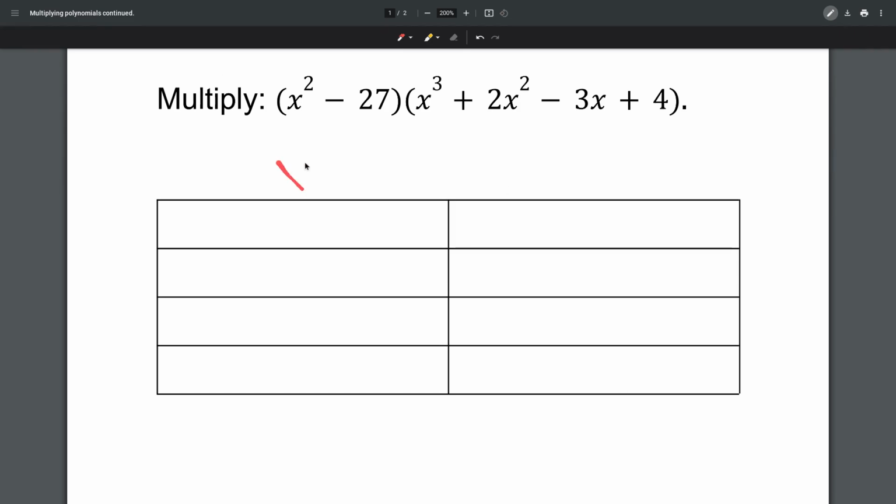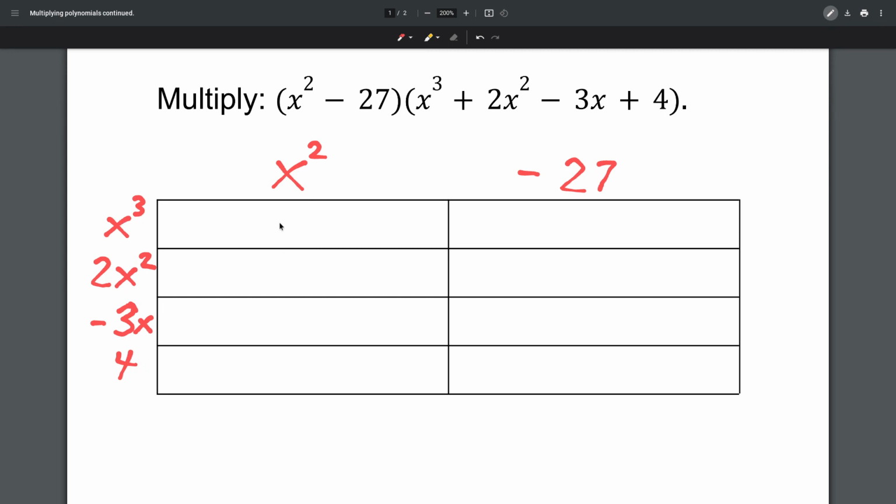So I'm going to write x squared minus 27 up here. And on the side, I'm going to write x cubed plus 2x squared minus 3x plus 4. Okay, and where the terms meet each other in each of these cells, I'm going to multiply them together.